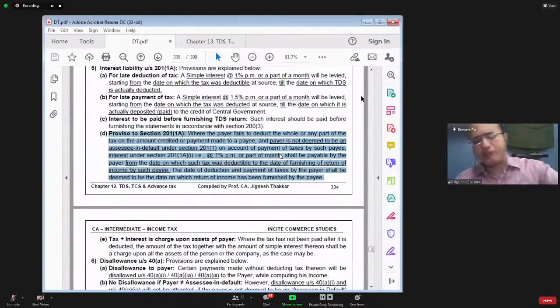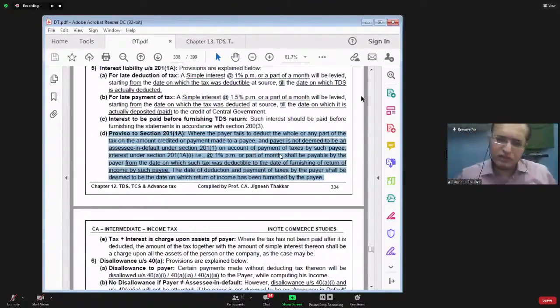Yes, deduction for the expenditure will be disallowed in the current year and will be allowed in the year in which the payee has filed the income tax return. In this case, the payer, Inside Commerce Studies, will not be considered as assessed in default, and penalty will not be levied. Now, next question is, will they be required to pay interest?